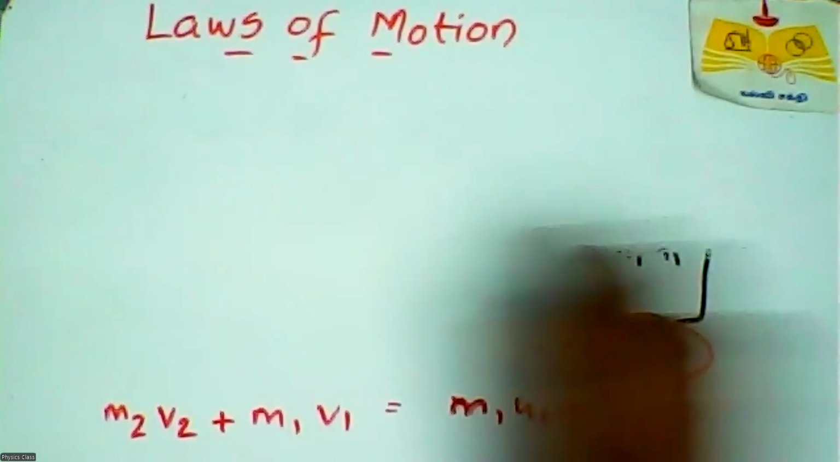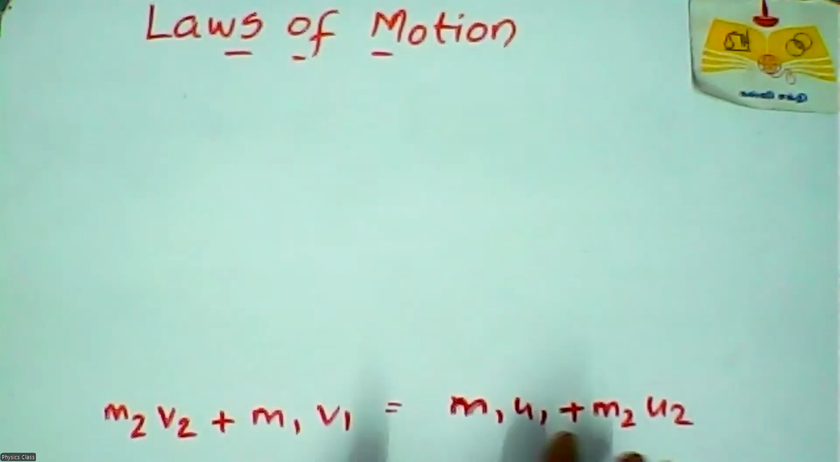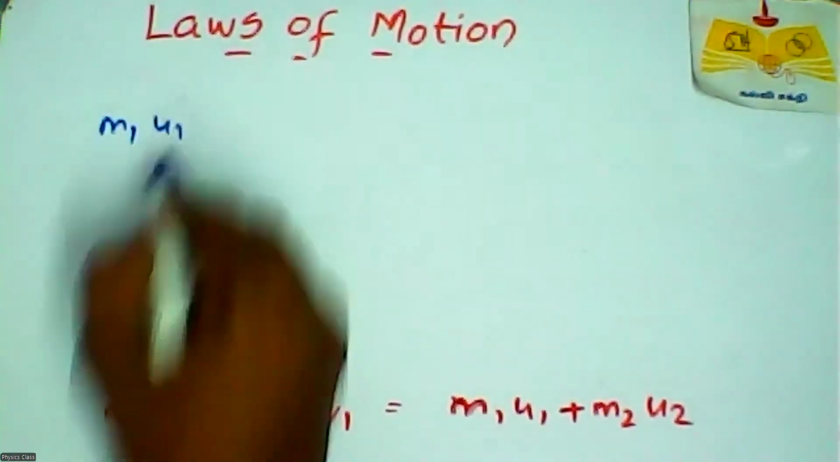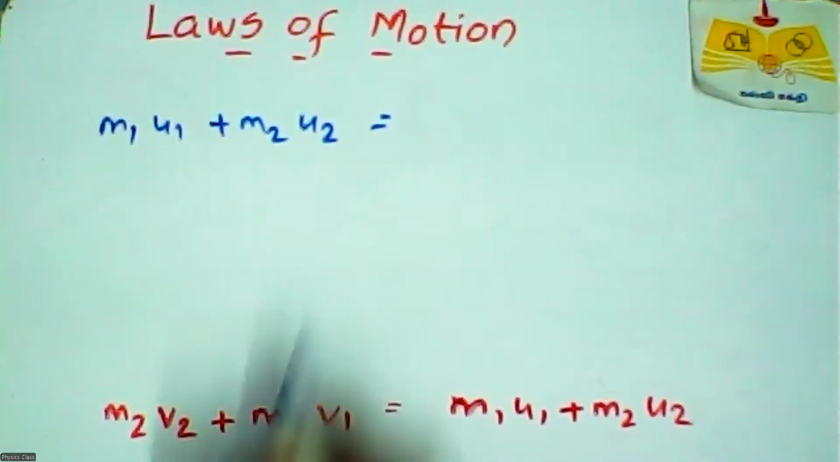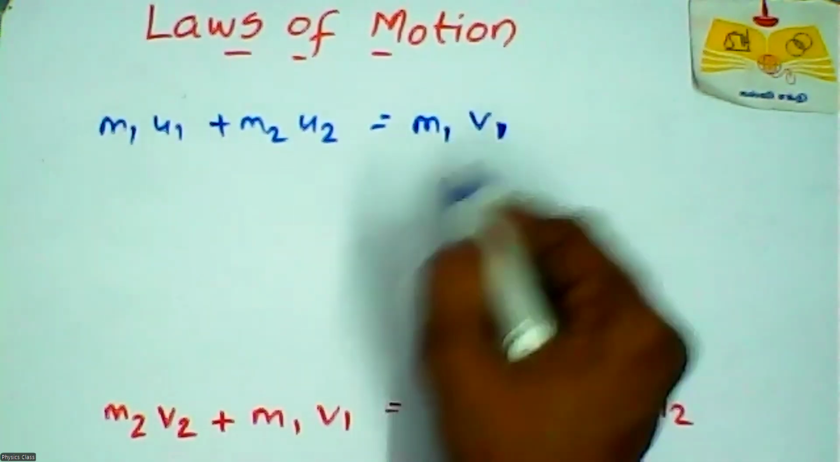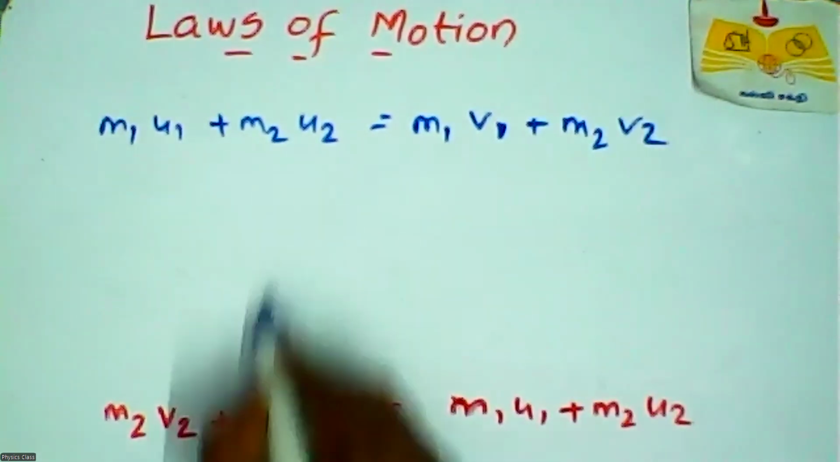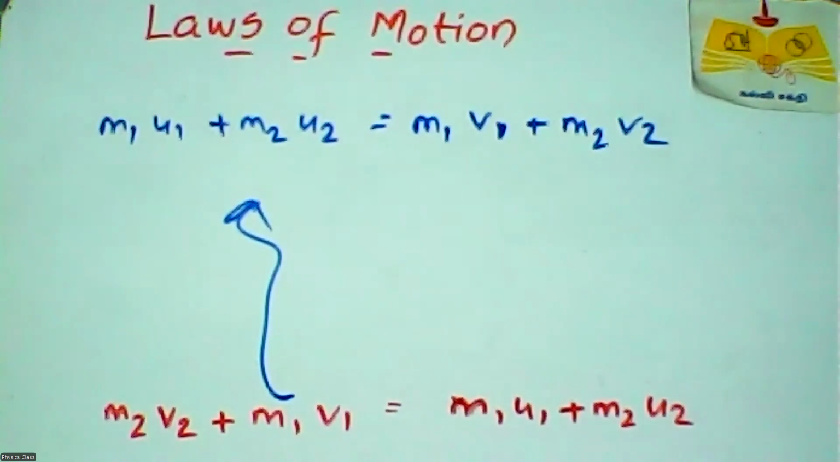We can rearrange that equation in order. That is m1 u1, m2 u2, m1, because always the first one comes first. So m1 v1, m2 v2. So we can rearrange this equation like this. You already know that.